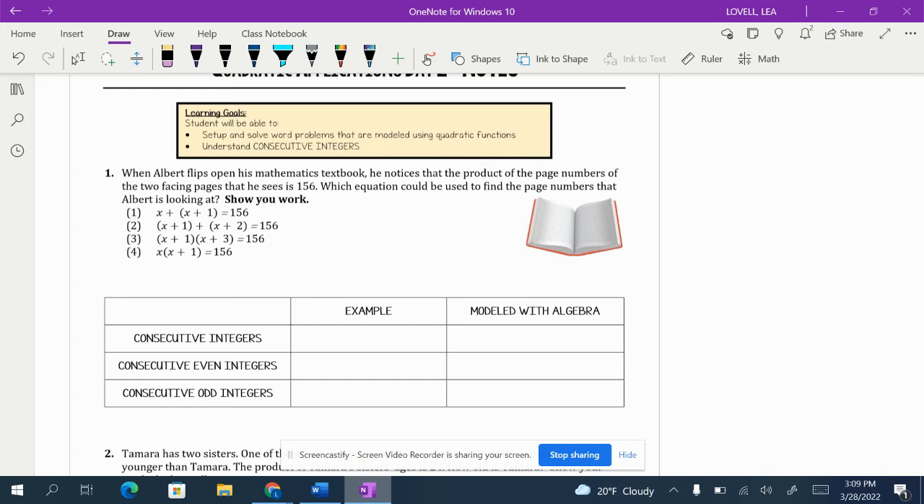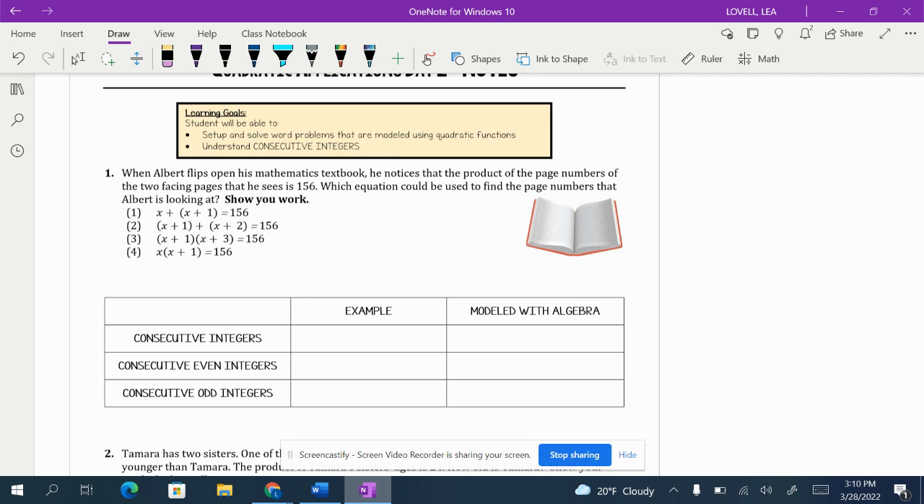Today we are going to model using quadratic functions, consecutive integers. So problem number 1. When Albert flips open his mathematics textbook, he notices that the product of the page numbers of the two pages facing him is 156. Which equation could be used to find the page numbers that Albert is looking at? Show your work. So what do you know about page numbers in a book?